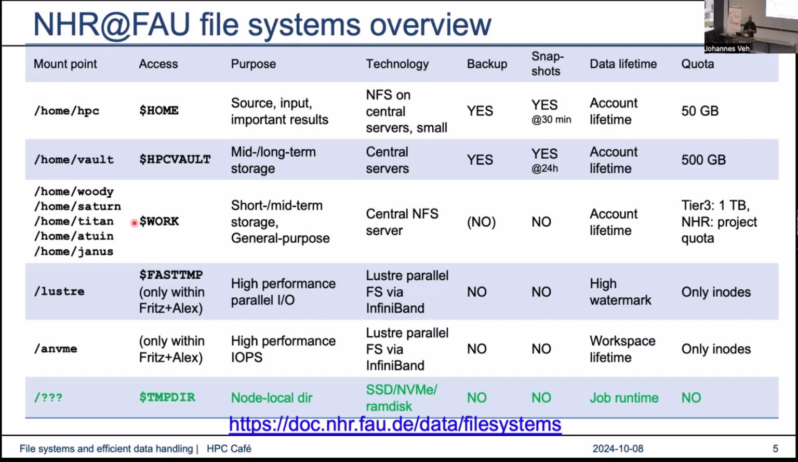And then we have the temp directory. This is a single disk inside your node. So just one of these disks I showed on the first slide. Depending on the generation of the node, it's an SSD or an NVMe. So the older nodes have SSDs, everything newer is with NVMes. And in some rare cases, the temp directory is not a disk, but a part of the main memory of the node. Data which is copied there will be gone at the end of a job. If you write something to this disk, make sure it's copied away if you still need it.